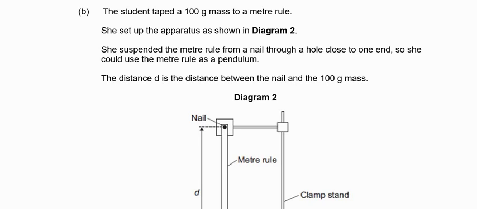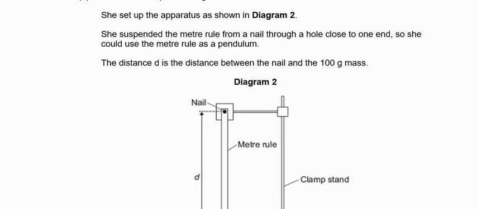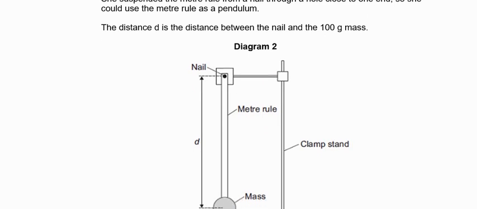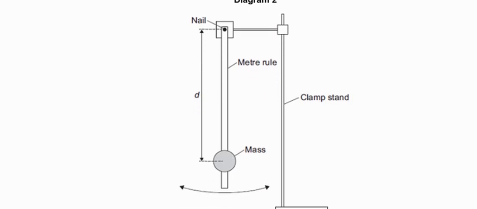Question 3b is a how science works question. We have not done this experiment. You are not expected to know anything about this specific experiment. All of the information you need is in the question. The student taped a 100-gram mass to a meter rule and set up the apparatus as shown in diagram 2. She suspended the meter rule from a nail through a hole close to one end so she could use the meter rule as a pendulum. The distance d is the distance between the nail and the 100-gram mass.